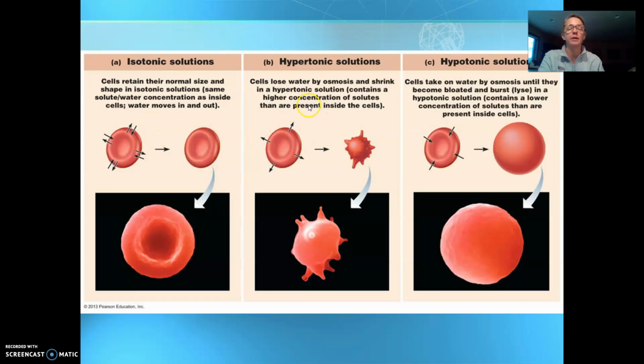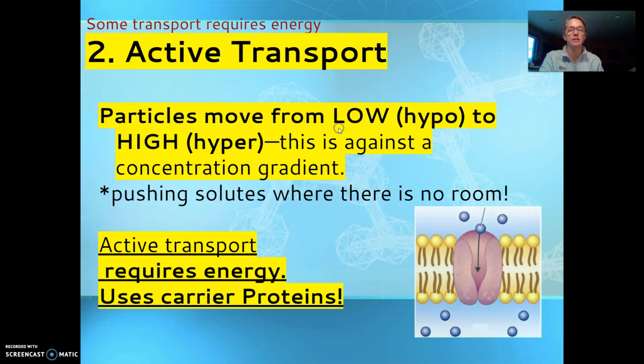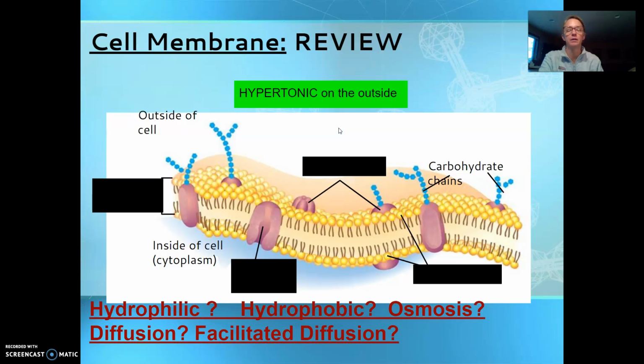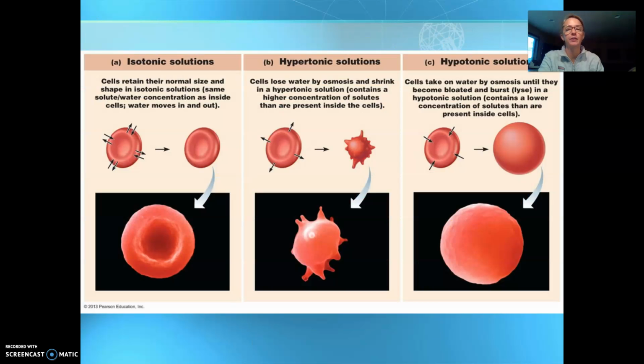If they were to give you a super salty solution, so for example, if you drink salt water, your cells will shrink because all the water will leave your cells and go out into that salty environment.